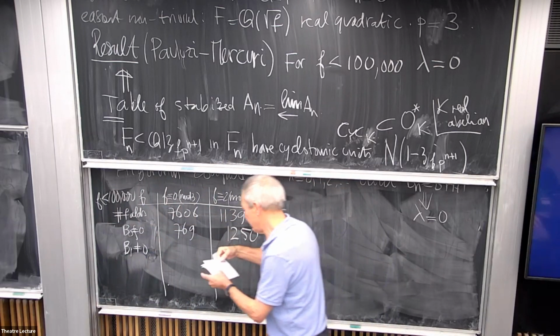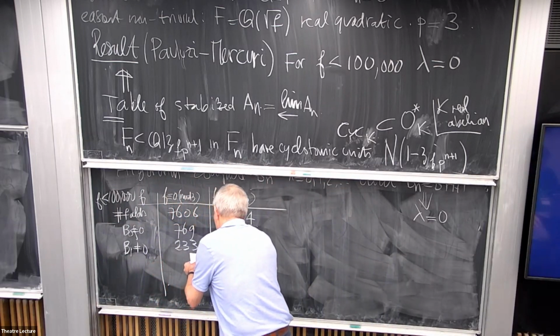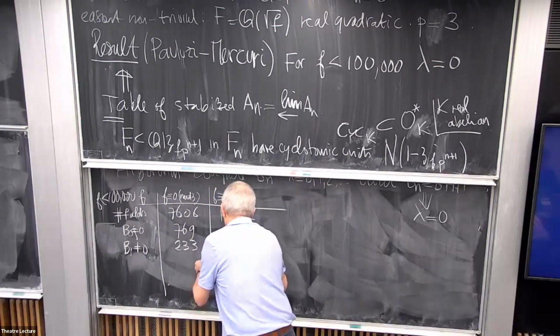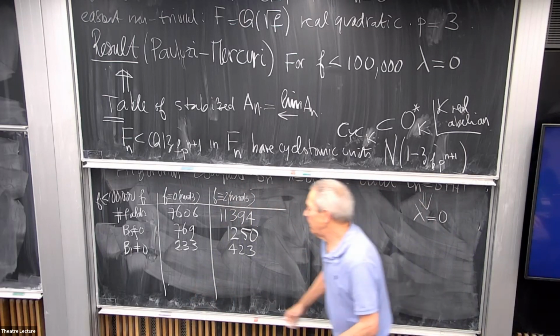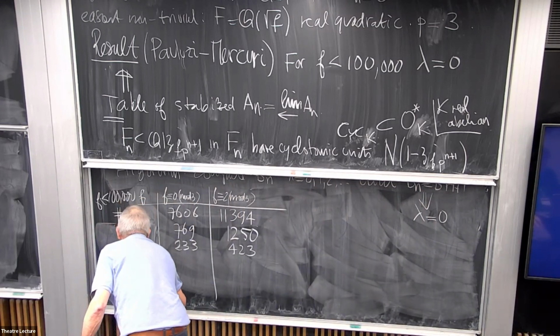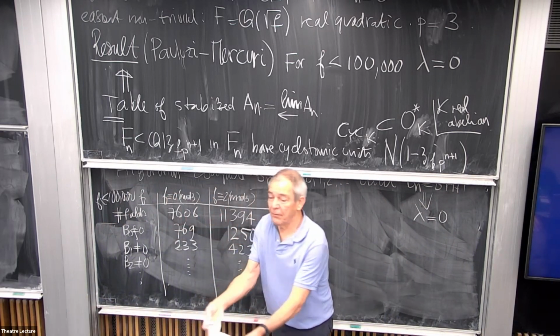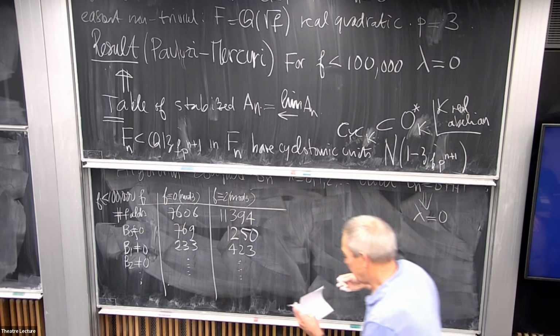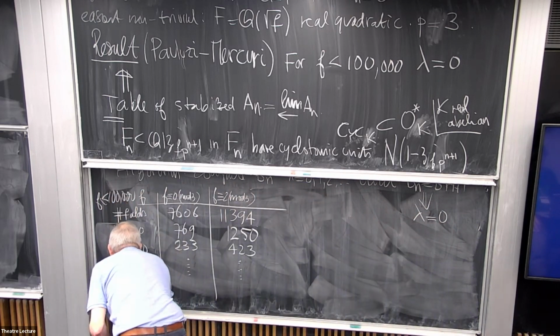How many are non-zero? We find 233 in this case and 423 in this case, which is about a third. And we keep doing this. B2 is not 0, etc. I won't give you all the numbers, also because I don't have them. And if I go up to B6, yeah.